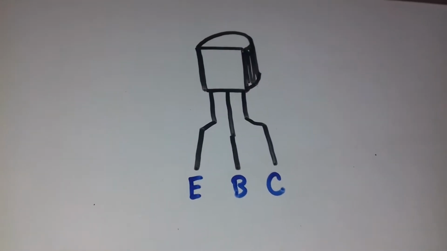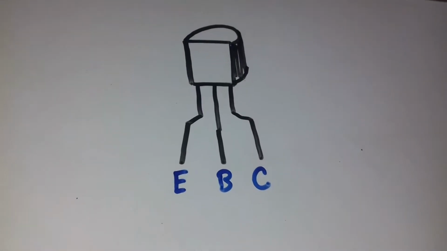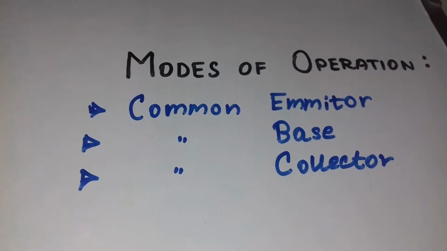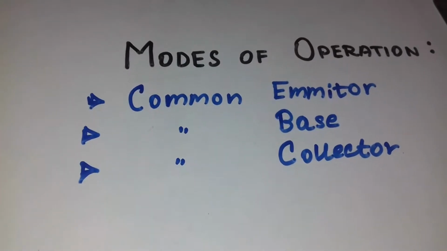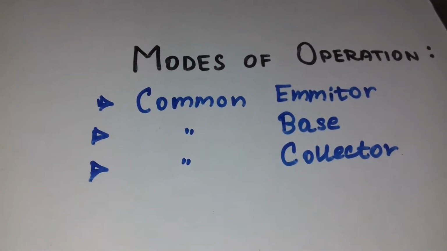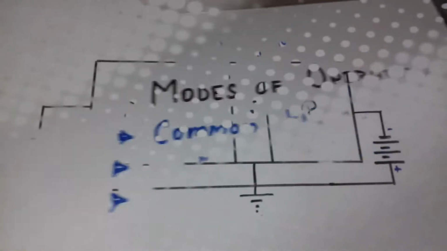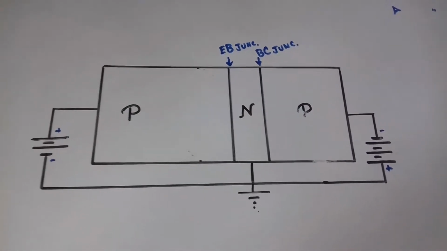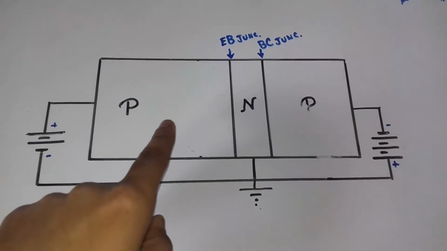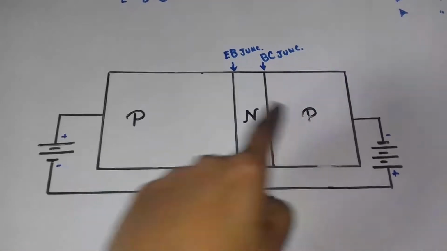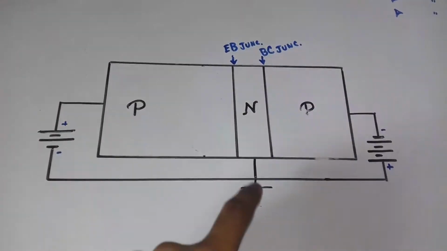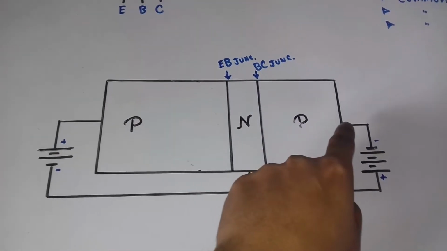And according to the connections, the transistor can be operated in 3 modes. They are the common emitter mode, the common base mode and the common collector mode. Let's take the example of the common base mode using a PNP transistor. Now this may be considered as the structure of a transistor. You see this P layer, N layer and P layer for a PNP transistor, and this is the emitter pin, this is the base pin and this is the collector pin.